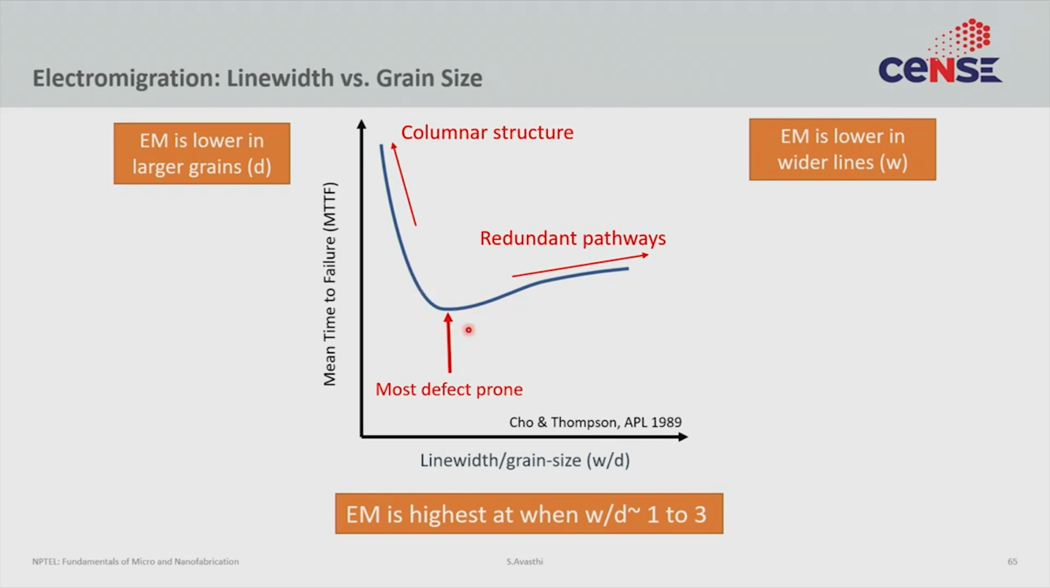You always want to tune the morphology, so either you have redundant pathways or you have a columnar looking structure. So this is the take home message. So this is how you can tune geometry or grain size or deposition. Something has to be tuned such that you get better reliability.